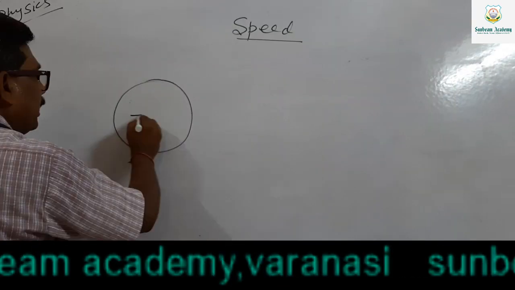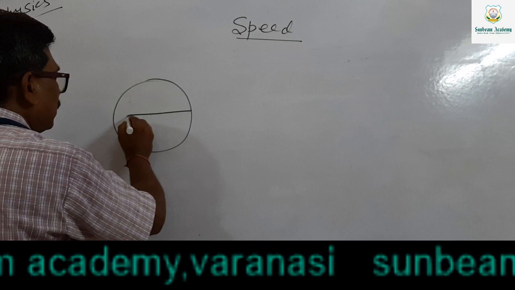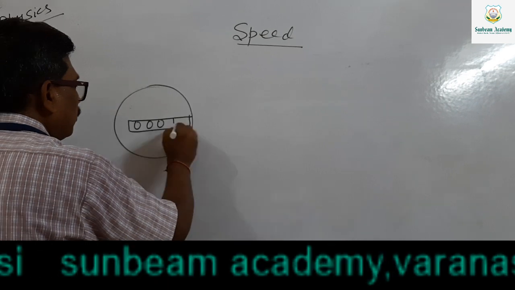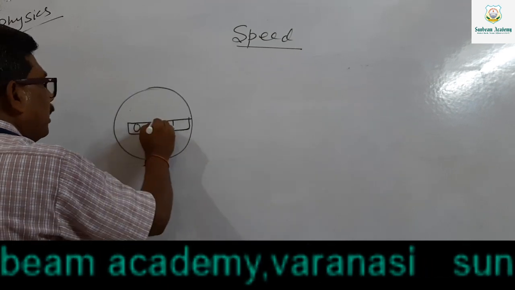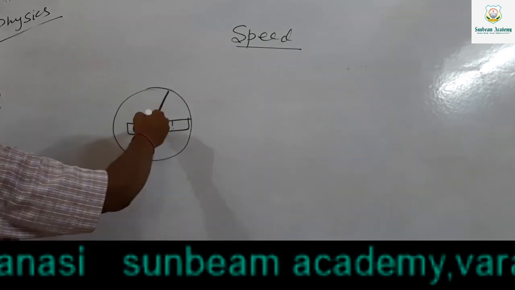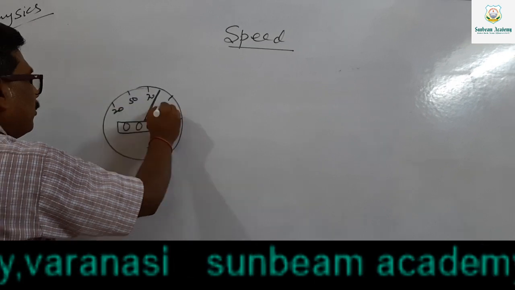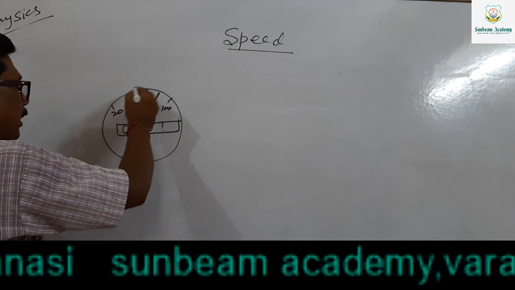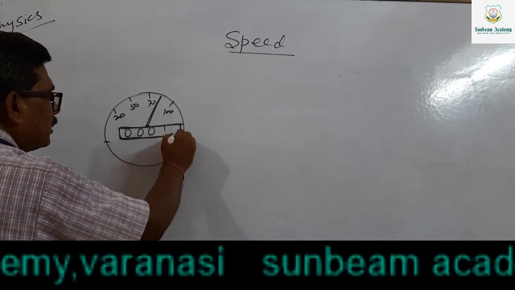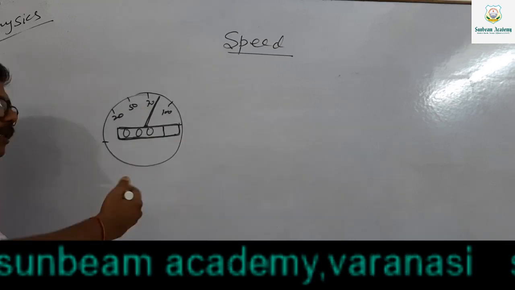You have seen in a motorbike or in a car, a round shape is given. In between that, number is given 1, 2, 3, 4, and this number is rotating, and here one indicator needle is there, and here mention 20 kilometer, 50 kilometer, 70 kilometer. In this way the numbers are given, 100 kilometer, red, green, and different level. This is called speedometer, and in between that this kind of digits are given, where these digits are changing as per the vehicle is moving on.